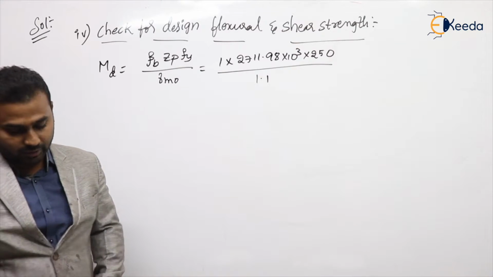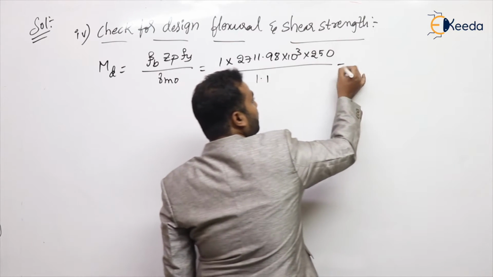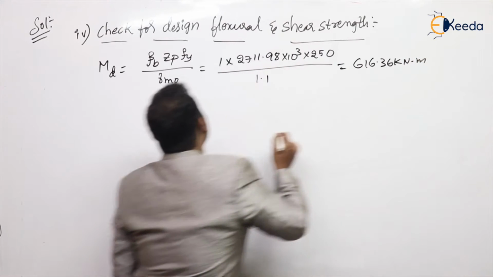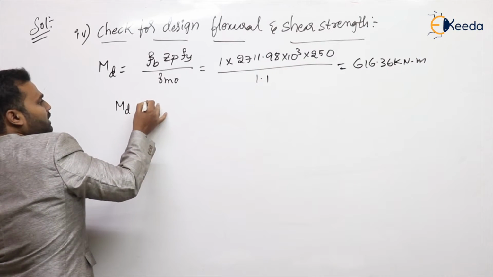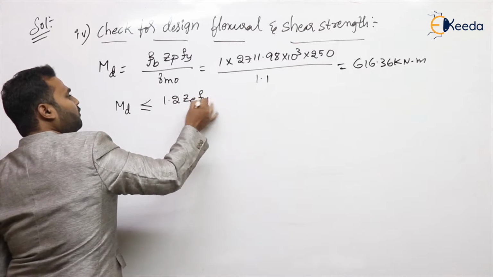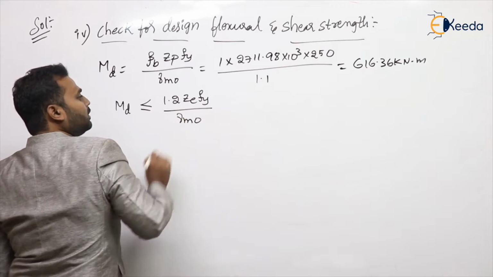How much is the value of Md we are going to get? 616.36. Clear? Now this Md should be less than or equal to 1.2 Ze Fy by γm0, right?